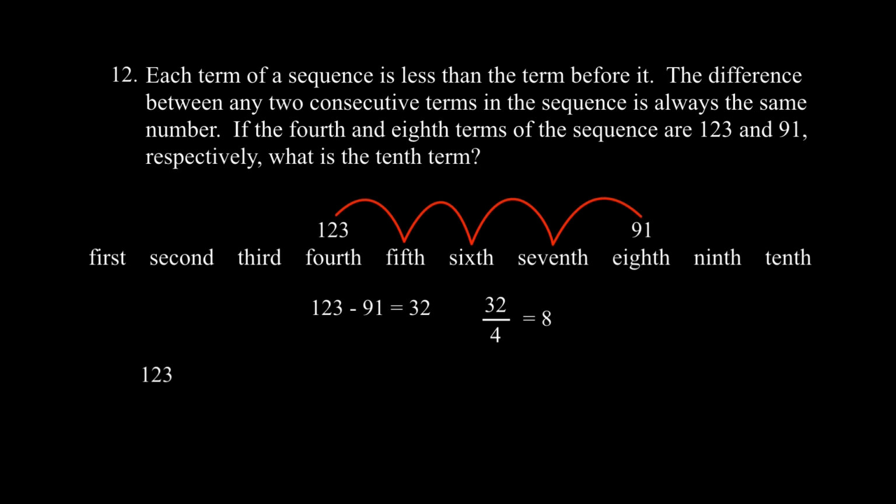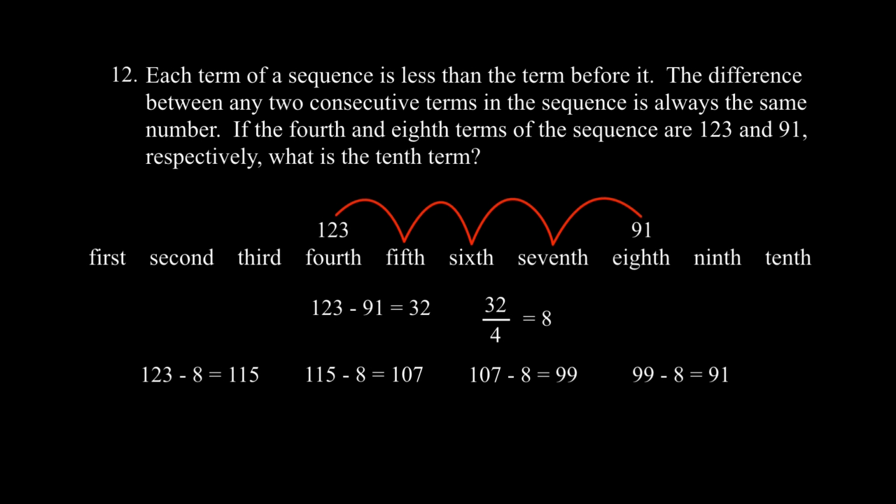So 123 minus 8 gives me 115 for the fifth term. And then 115 minus 8 gives me 107 for the sixth term. And then 107 minus 8 gives me 99 for the seventh term. And then 99 minus 8 gives me 91 for the eighth term. So great, we're on track.